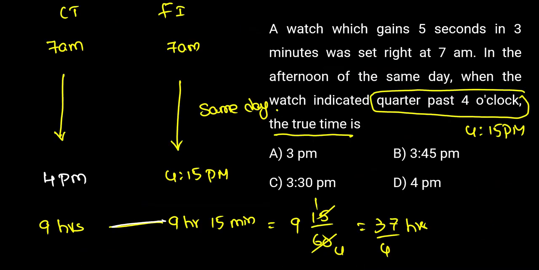Right, so have a look at this. This is the question I'll generally ask. The previous ones are basic questions for understanding the concept, but in the exam, these types of questions are expected. When the right side travels 37 by 4, the left side will be 9 hours, or 9 hours 15 minutes, the left side will be 9 hours only.